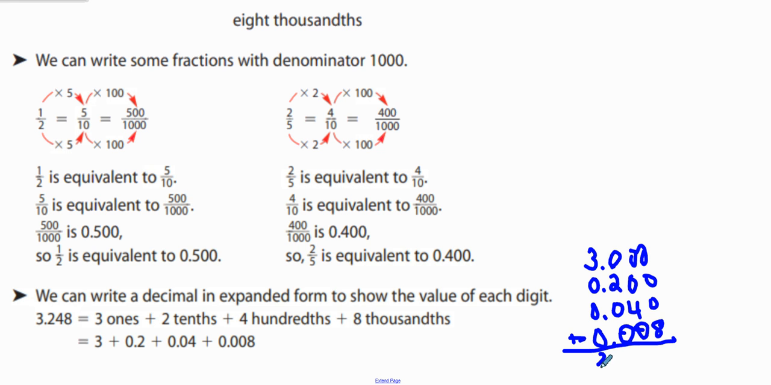So 3, there's only a 2 in that column, there's only a 4 in that column, and there's only an 8 in that column. So when we do that adding, remember that it should give us our original number.